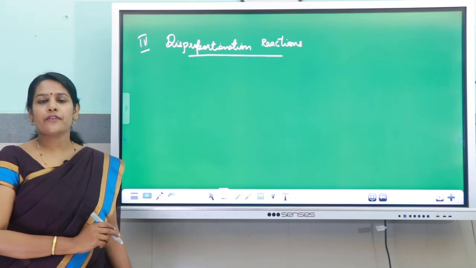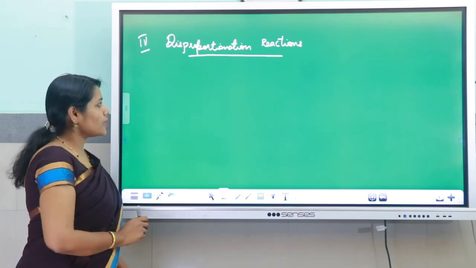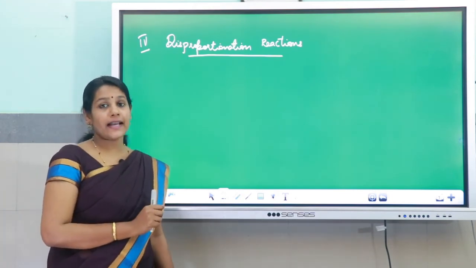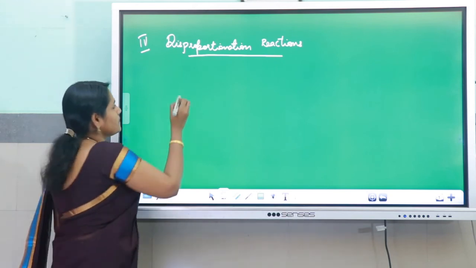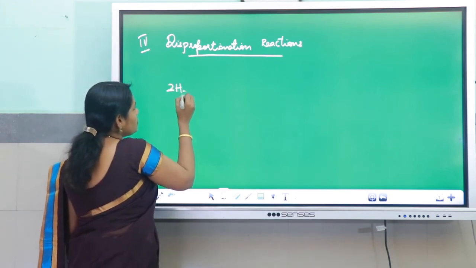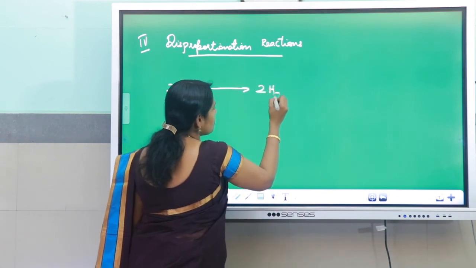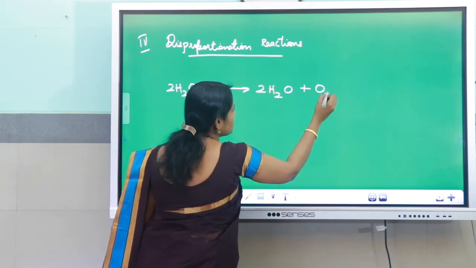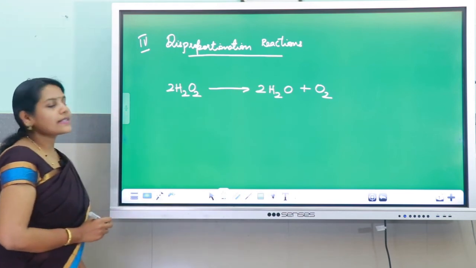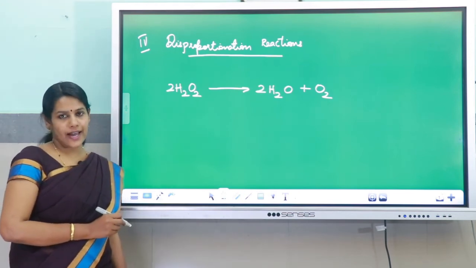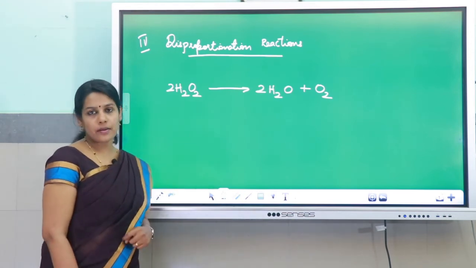Now, the last type of redox reaction is disproportionation reactions. Let us see the examples first. 2H2O2 gives 2H2O plus O2. So, this is a disproportionation redox reaction. So, this is hydrogen peroxide.